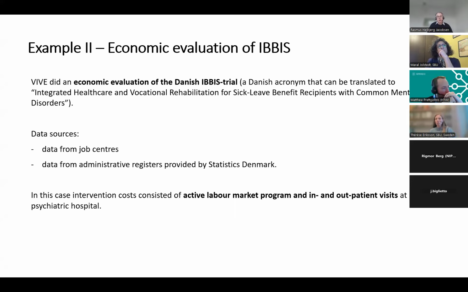That is, we have data of the intervention costs, which consists of what the job centers gave these sick leave benefits recipients, and the intervention also included treatment that they got in and outpatient visits at a psychiatric ward at a hospital. So these two parts both contained the intervention costs, and then we looked at the impact in other areas. Next slide, please.